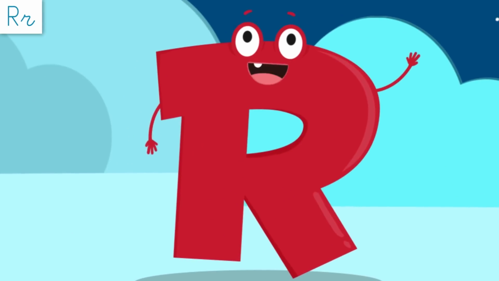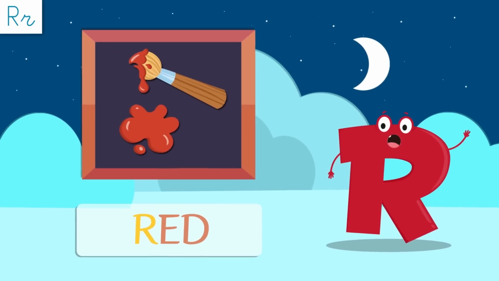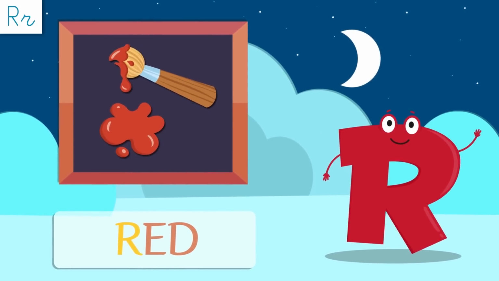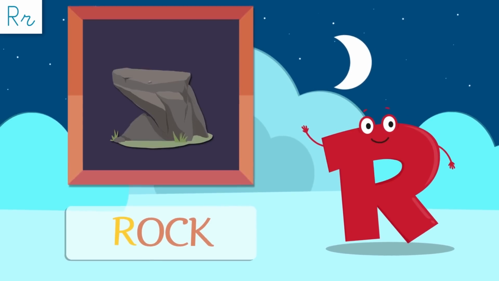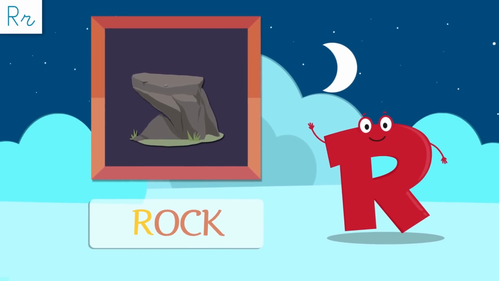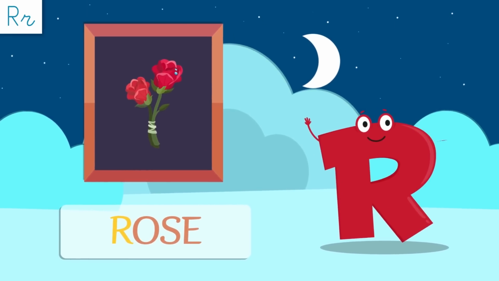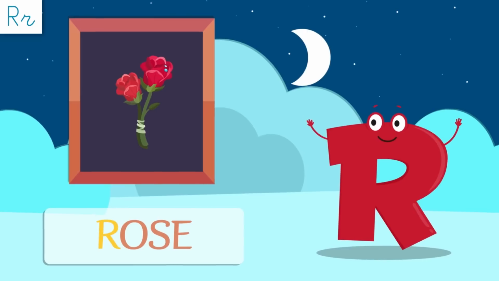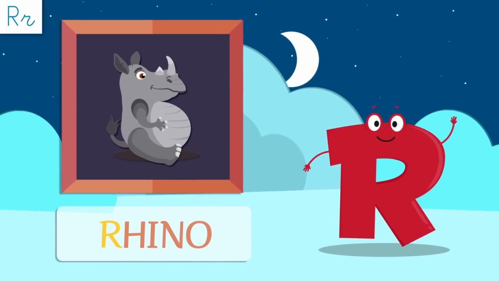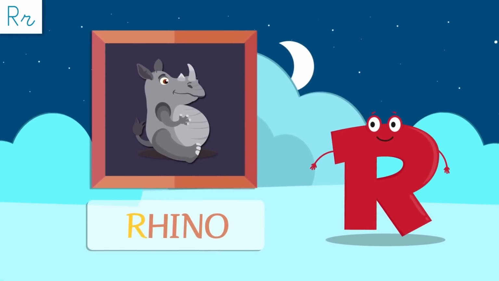Now, let's show you words I'm in. The first letter in red is R. My favorite color. What's yours? Rock also starts with an R. Careful with those rocks! What about rose? What letter does it start with? R, yes! Oh, I love the smell of roses! Rhino also starts with an R. Did you see its horn?